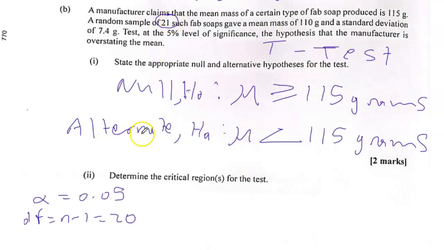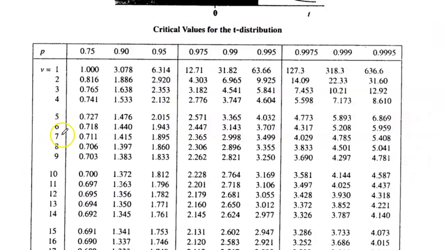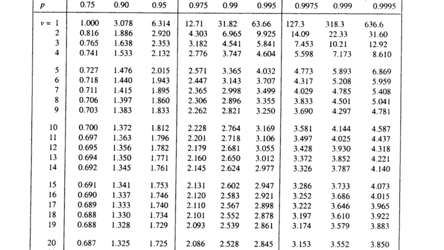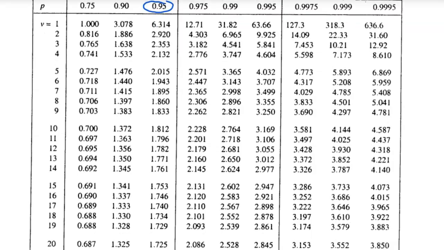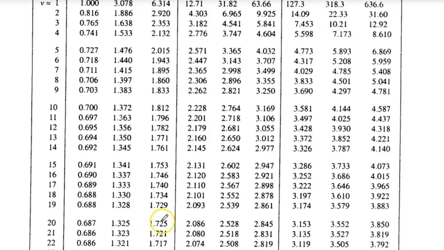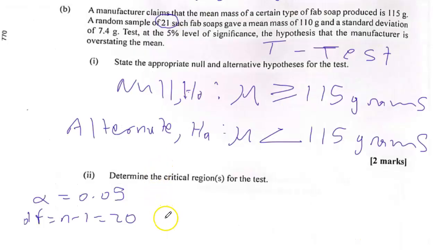So the critical region. Let's go to the table. Here's our t distribution table. Degree of freedom is in the column furthest left, n minus 1, which would be 20. Level of significance was 0.05, so we look at 0.95 there. The corresponding critical value is the third value in the column, 1.725. So the critical t value is 1.725.